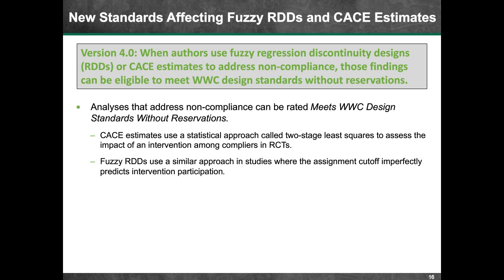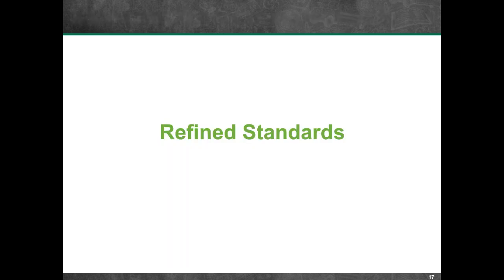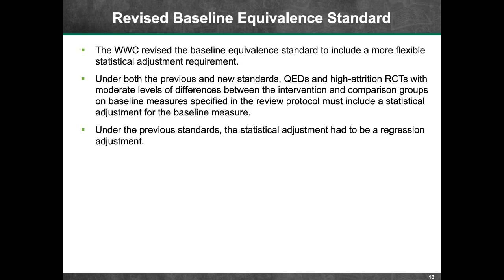Thanks, Elias. In addition to the major changes described by Elias, there were a few more modest refinements made to some standards. The most significant of these is an expansion of methods that can be used to satisfy the baseline equivalence requirement. You may recall that for randomized controlled trials with high attrition and for all quasi-experimental designs, a demonstration of equivalence on some measures at baseline is required to meet standards.